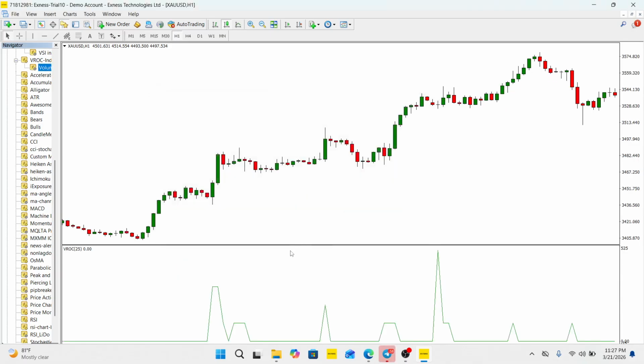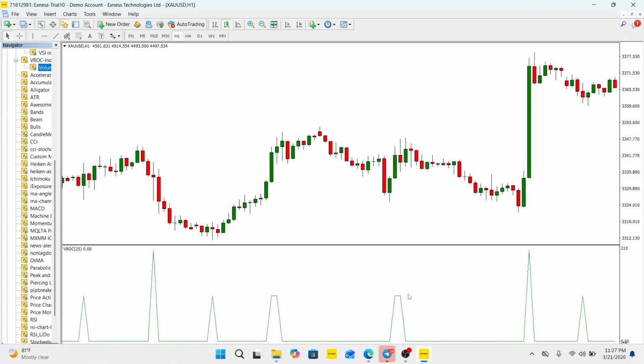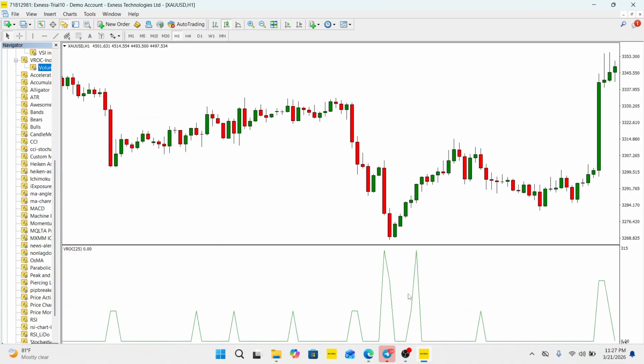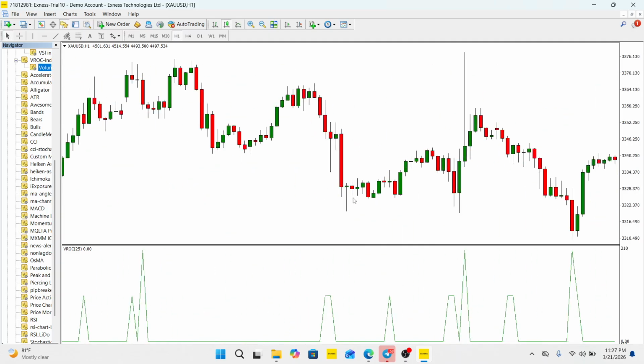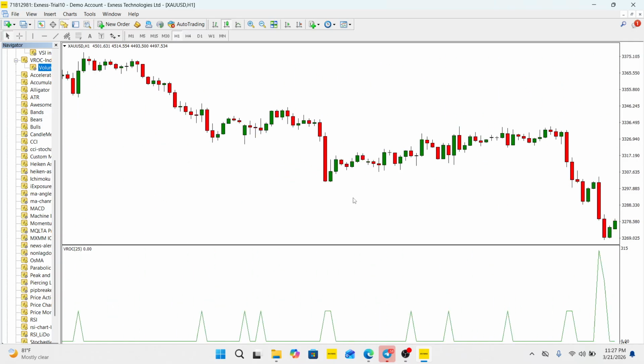Alright, so we have it installed, and as you can see, the volume rate of change VROC indicator plots a line in a sub window that oscillates from a zero level. The more the line rises, the more the increase in volume or trading activity, and the lower the line or the closer to the zero level, the lesser the amount of volume and trading activity going on around that point. So it's pretty straightforward and easy to use and understand.